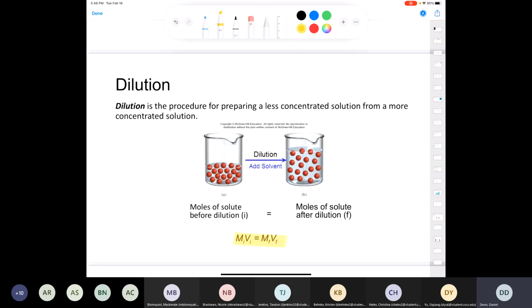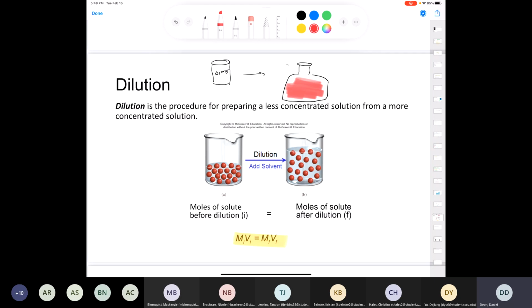So it says dilution is the procedure for preparing a less concentrated solution from a more concentrated solution. You think about everyday life, if you buy orange juice from concentrate in the can, okay, it's a little can of orange juice concentrate, right? It's easier, it's cheaper to transport because it takes up less space. But then you take it and you dilute it in a pitcher, right? And you can make a big old jug of orange drink from your orange juice from concentrate, right?